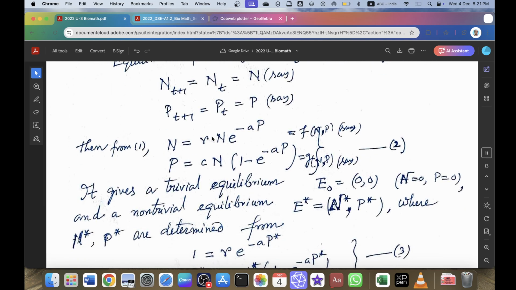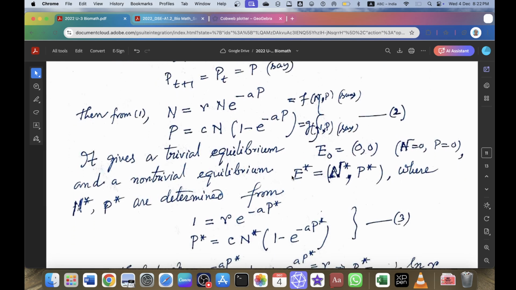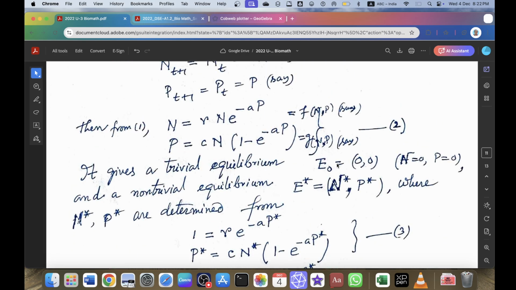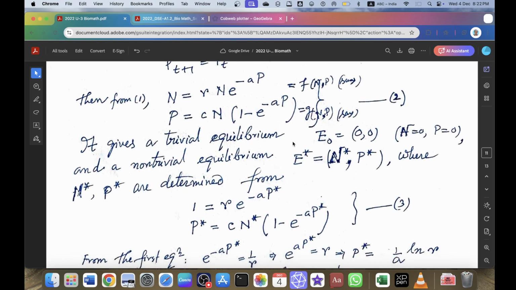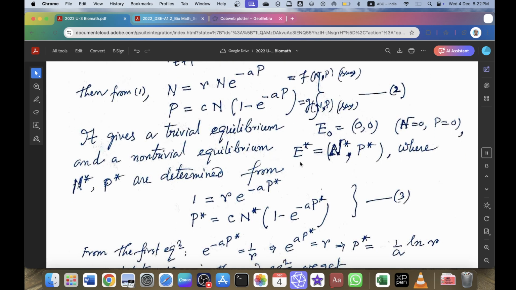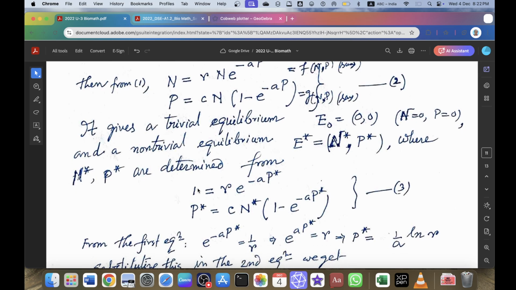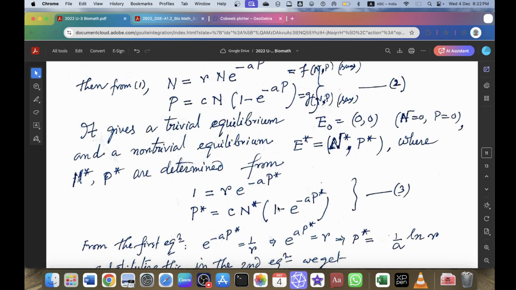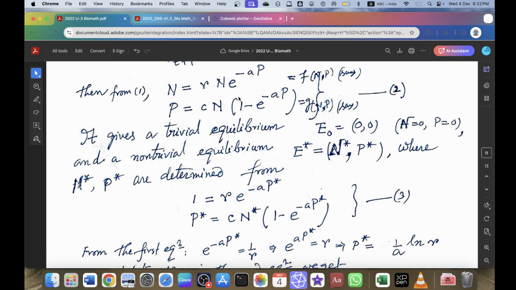It gives a trivial equilibrium E naught equal to 0, 0. Taking N common from the first equation, N equal to 0, and putting N equal to 0 in the second equation, we get P equal to 0. And the non-trivial equilibrium point, star, for N star and P star, is determined by this: 1 equal to r e to the power minus a P star, because N is common, and P star equal to c N star bracket 1 minus e to the power minus a P star.